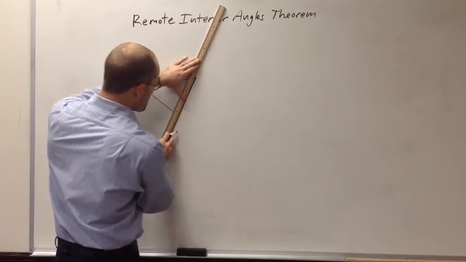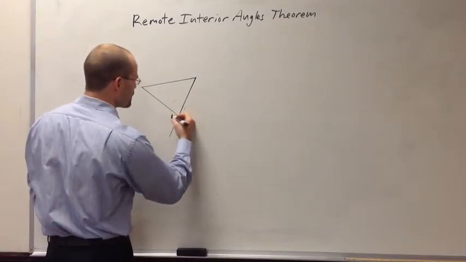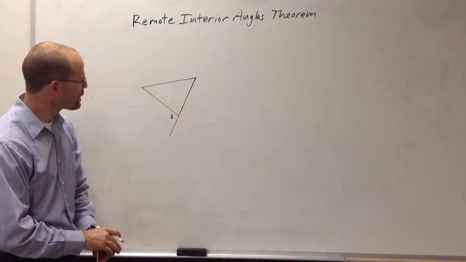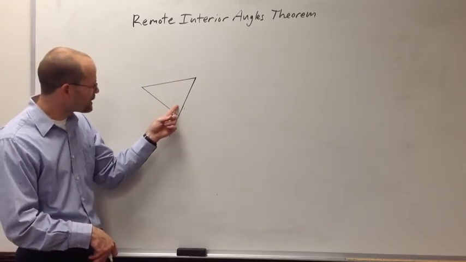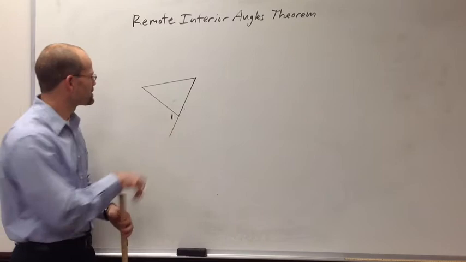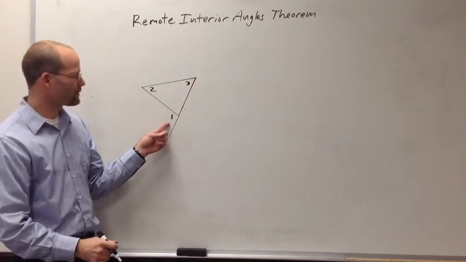When I'm focusing on a particular exterior angle, for instance, let's look at this angle number 1 right here. The remote interior angles are the two angles that are not adjacent to it. So in this instance, angles 2 and 3 are the remote interior angles from angle 1.